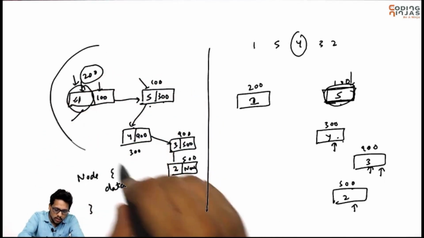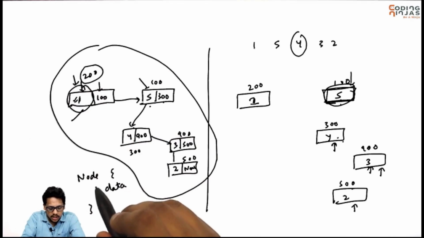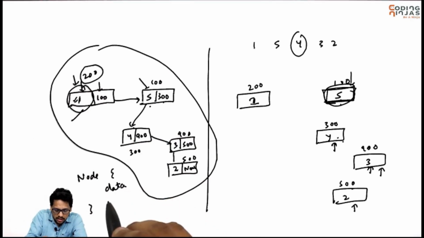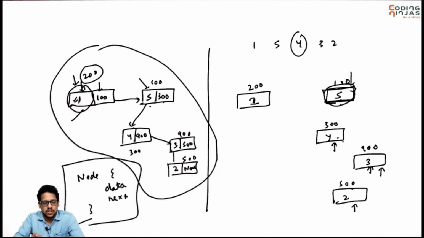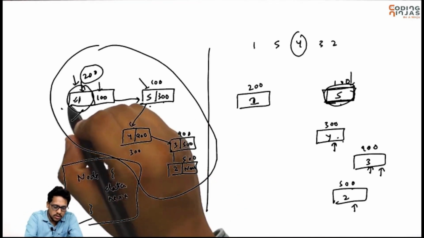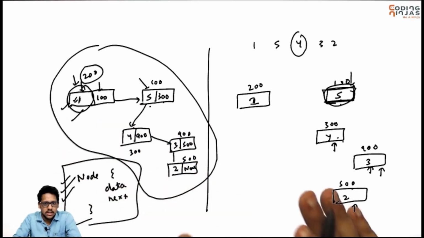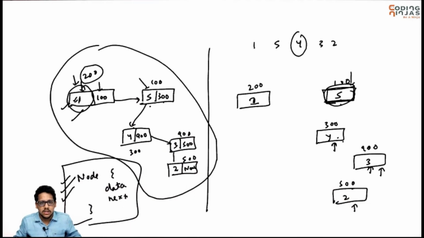Okay, so this is how we are able to build a connection: that node is storing two things. One is the data and one is the reference to the next node. Every node will store two things, one is data and another is the reference to the next node. If each node knows these two things, then I think we can construct the linked list.